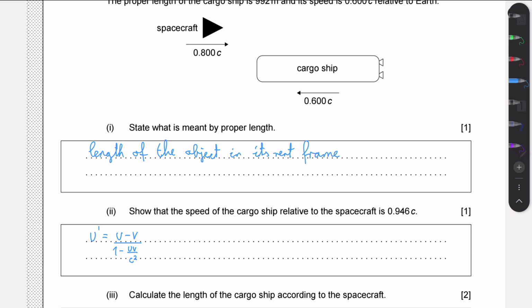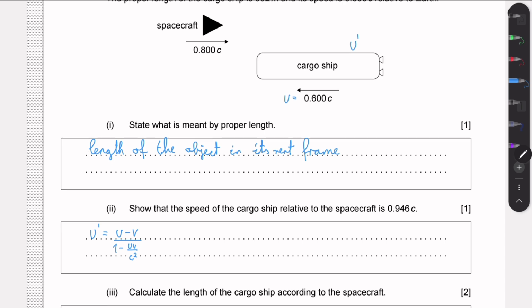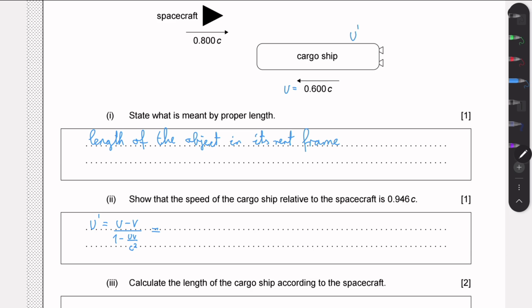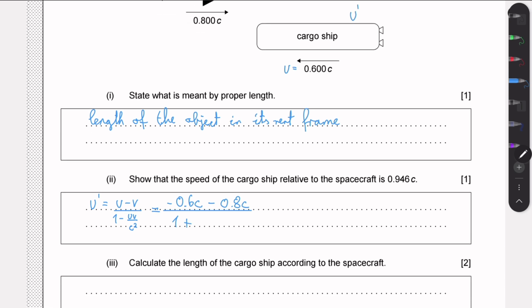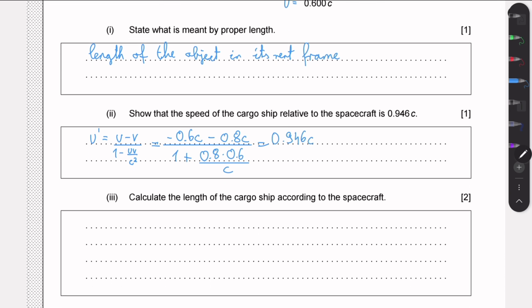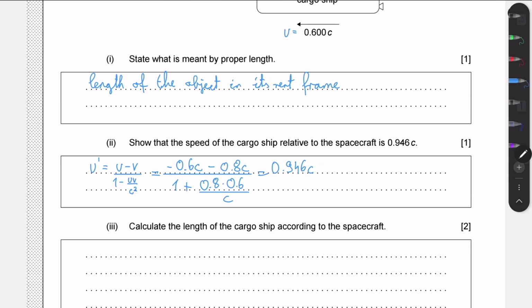So we need to find u prime of the cargo ship. So u is going to be 0.6 c. However, since it's traveling to the left, it's going to have to be negative 0.6 c relative to the spacecraft. And then we minus v, which is minus 0.8 c. And this is all divided by 1, and then this negative also becomes a plus because u is negative. So this will be 0.8 times 0.6 divided by c, and this will give us 0.946 c.